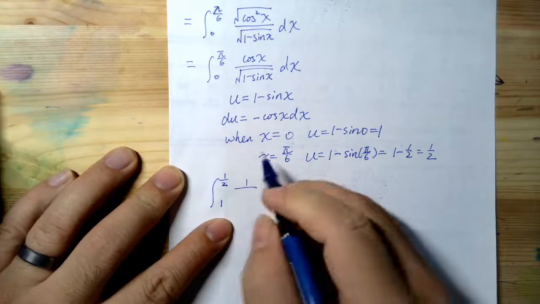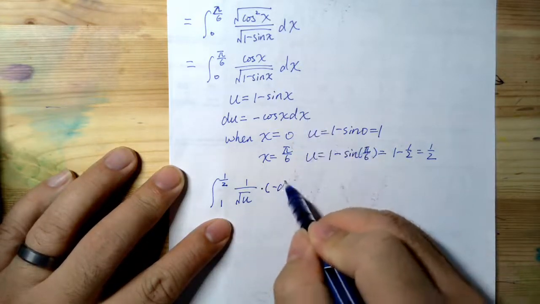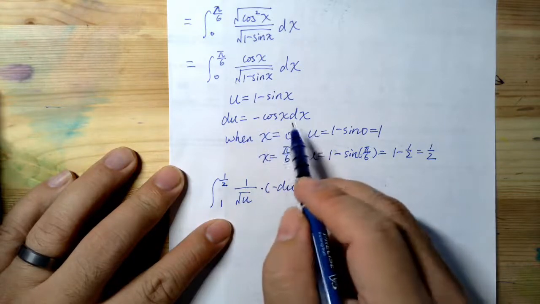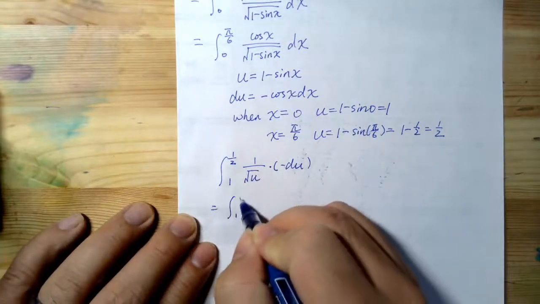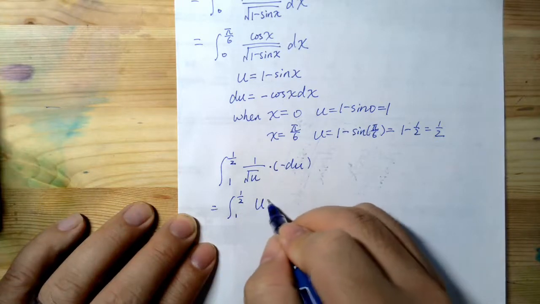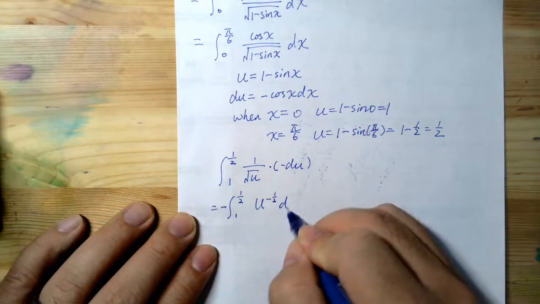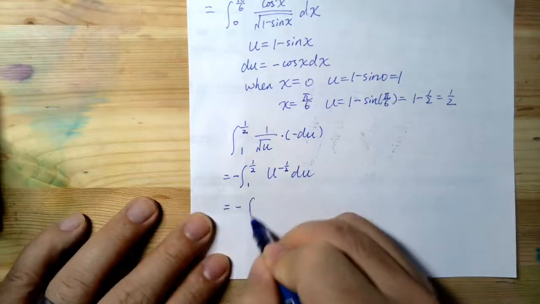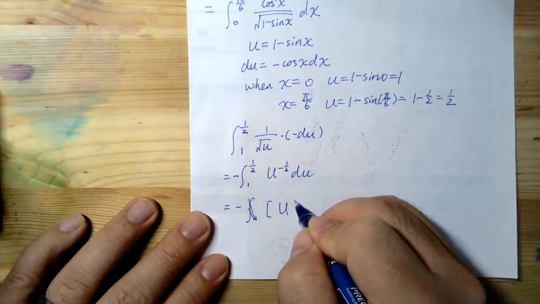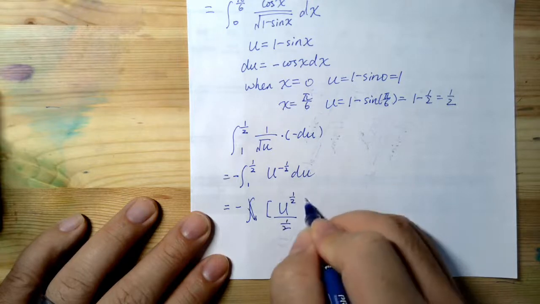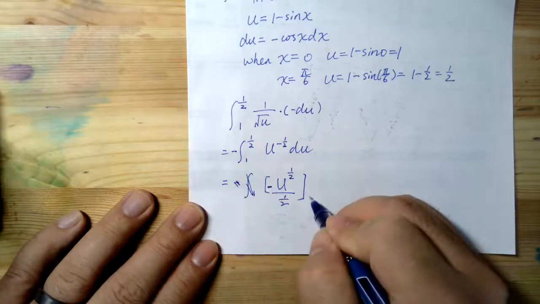So I have 1 over the square root of u here, and then multiply by a negative du, because du equals negative cosine x dx and I just have cosine x dx here. So I have the integral from 1 to half. This is going to be u to the power of negative half. And of course, we can bring this negative in front, so du. So it turns out this is going to be negative u to the power of half over half, and then evaluate it. Maybe we can put this negative here. Evaluate it from 1 to half.